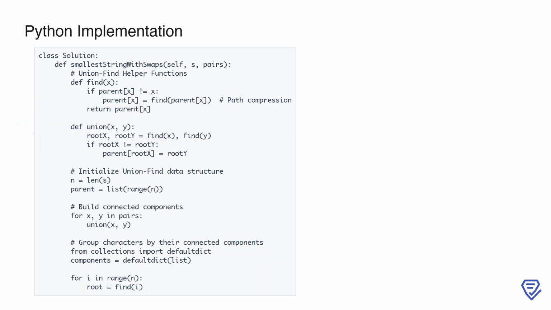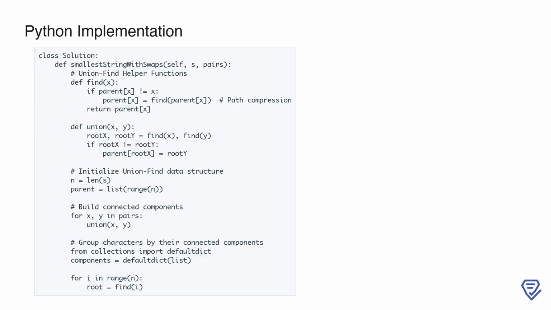To solve the problem of finding the smallest string with swaps, we use a union find data structure. First, we define two helper functions, find and union. The find function helps locate the root of a given node, and it uses path compression to optimize future queries. The union function connects two nodes by merging their roots.